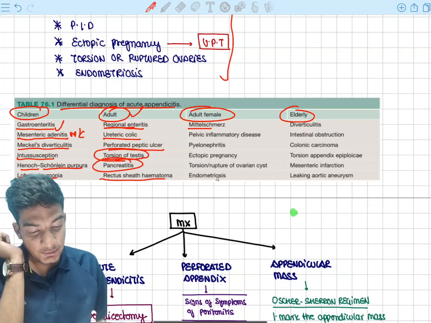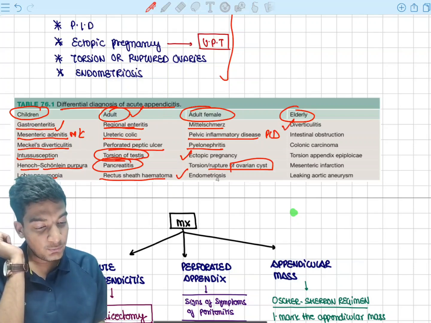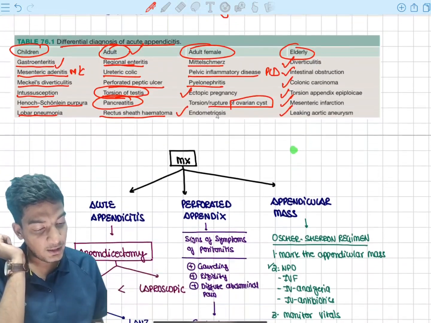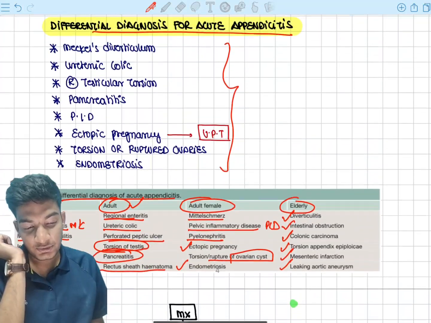For adult female, it includes mittelschmerz, PID, pelvic inflammatory disease, pyelonephritis, ectopic pregnancy, torsion or rupture of ovarian cyst, endometriosis. The elderly would include diverticulitis, intestinal obstruction, colonic carcinoma, torsion of appendix epiploicae, mesenteric infarction, and leaking aortic aneurysm. These are some differential diagnoses to be dealt with.